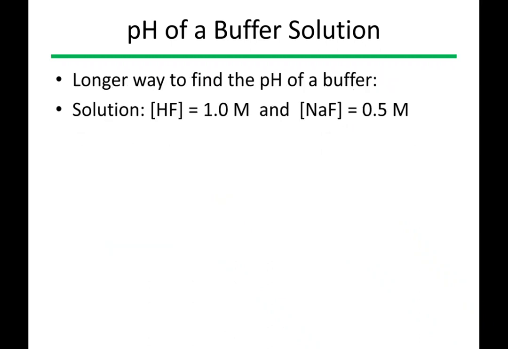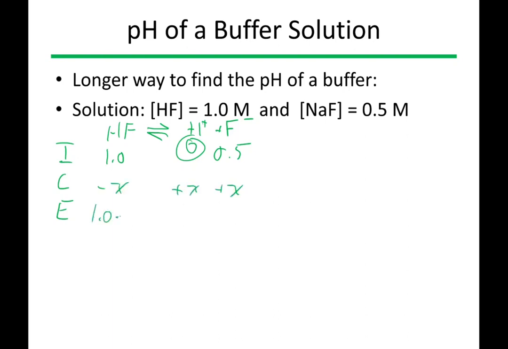If we have these two species in solution and we want to set up an ICE table, first we'd write our reaction and fill in all of our species. So we start with 1.0 molar HF, we don't have any H plus, and 0.5 F minus. Since there's a 0 on this side, we know the reaction is going to proceed to products. And at equilibrium, we'd have 1.0 minus X, X, and 0.5 plus X.